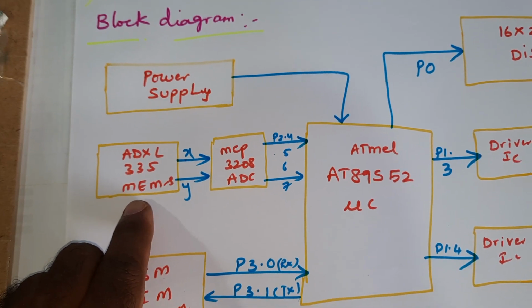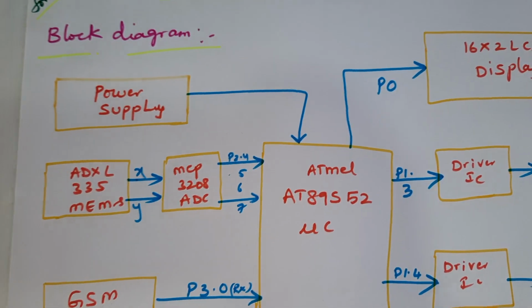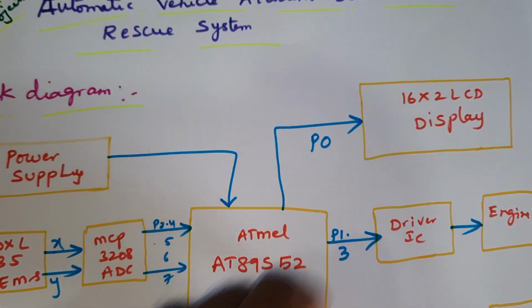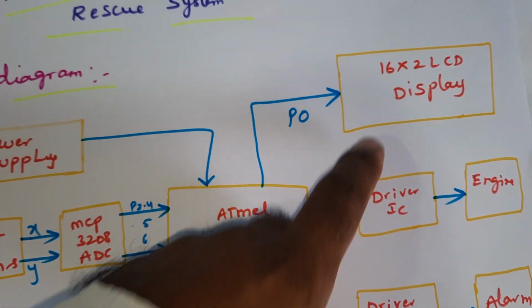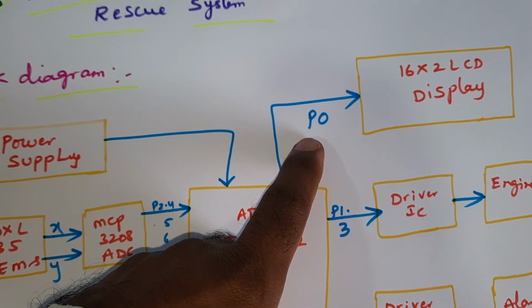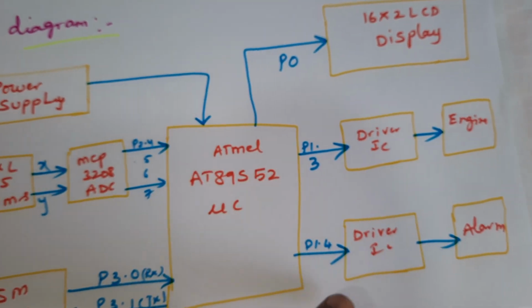Next is the ADXL335 MEMS accelerometer sensor, one MCP3208 ADC, and a 16x2 character LCD display. Whatever process is going on should be displayed on the LCD, which is connected to port 0. There is also a driver IC, one engine and a driver IC alarm. Let us come to the hardware part.